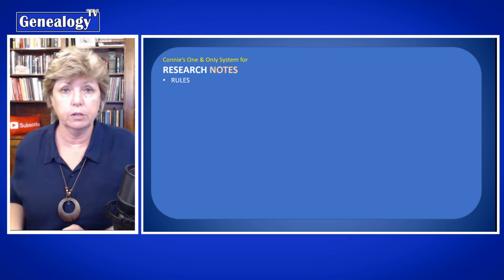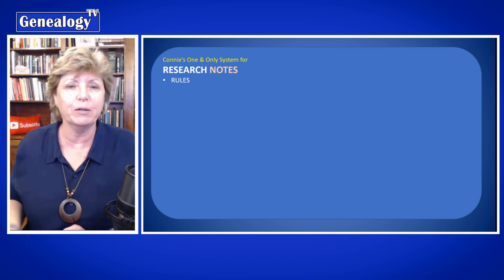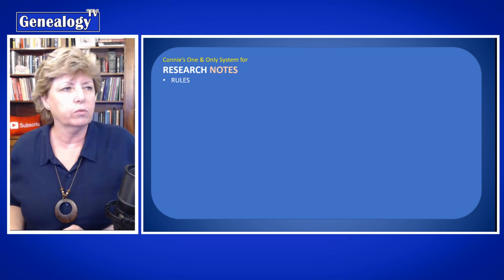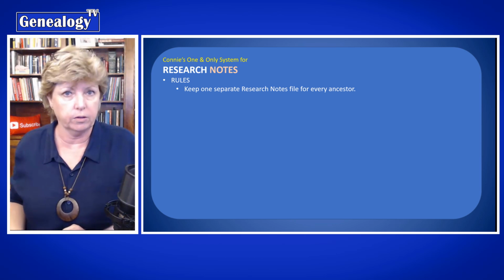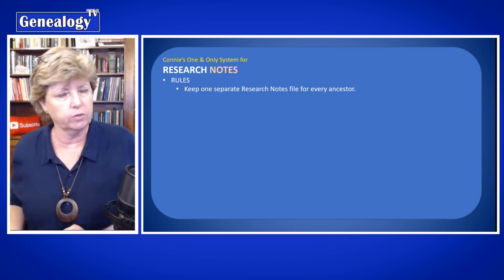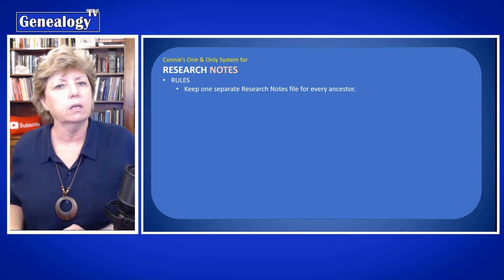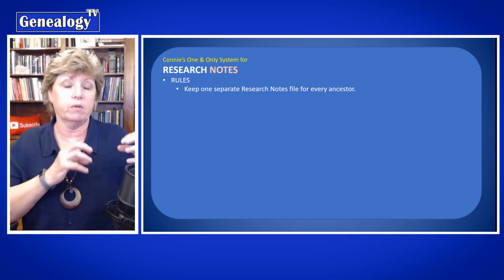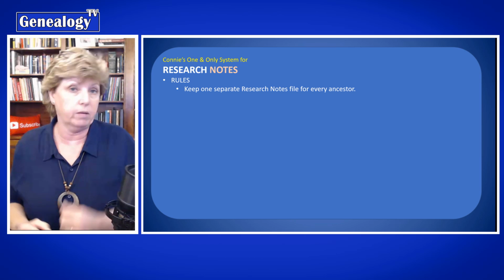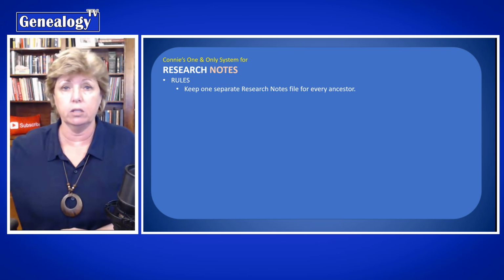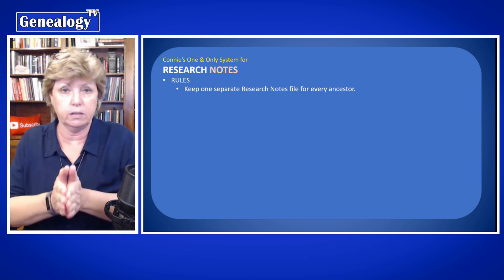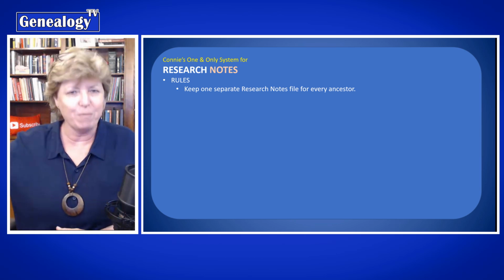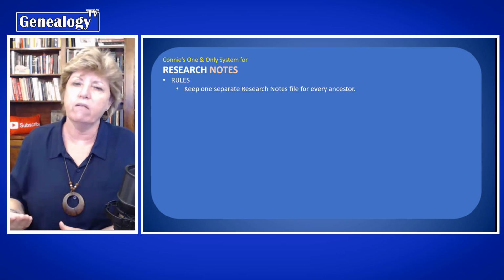All right, so here are the rules for my one and only system for research notes. So the rules are this. Keep one separate set of research notes for every ancestor. Now you can occasionally do research notes for a family group, but I don't recommend it. A lot of times if I have the same information that I want to go into several people in a family group, I'll just cut and paste that piece of information in each one of their documents so that it's everywhere, so that when I'm working on that one ancestor, or 100 years from now, going back to the 100-year rule, somebody else has that document and maybe they only have one person in that family group.